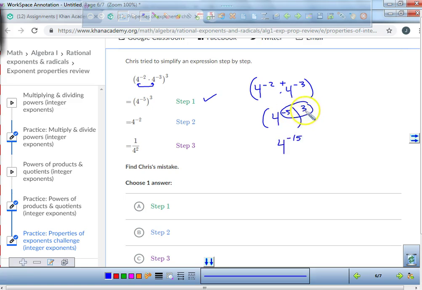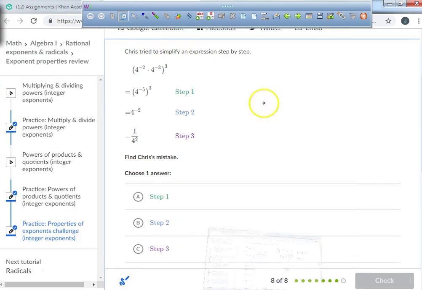Technically, -15. Because -5, this is the power property. This right here is what's called the product property. This is what's called the power property. And honestly, the final answer would not be 1 over 4 squared. Does anybody know what the final answer would be if you got it right? That should be a -15. So what should his final answer be? What do you think? 1 over what? 4 to the power of positive 15. That's what he should have written down. 1 over 4 to the power of positive 15. So where did he go wrong? Step 2. He went wrong in step 2.